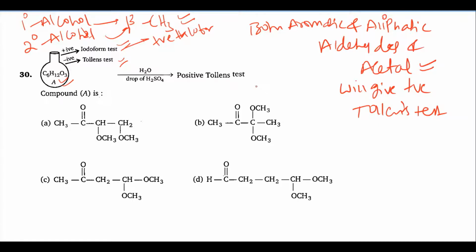So there are two things. They are asking what is A. A should give a positive iodoform test and Tollens test. Now you can see here, this is giving a positive iodoform test, but this is not giving the Tollens test. The reason is that it is treated with hydrolysis: bond breaking, H is added, OH is added. This is an ether bond, so alcohols are forming.